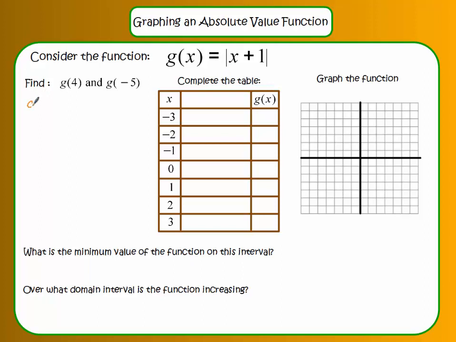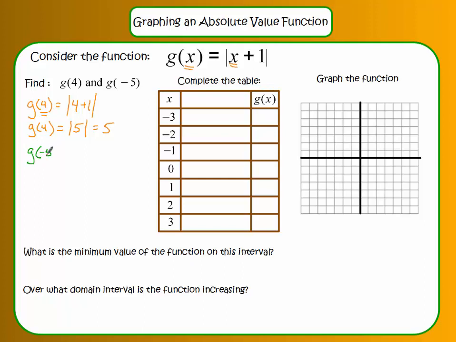Well, what does that mean? Remember, for g of 4, everywhere where I saw an x before, I'm now going to put in my 4. So I have the absolute value of 4 plus 1. So g of 4, in other words, my function evaluated at 4, equals the absolute value of 5. And the absolute value of 5, what is that asking me? That says, how far away is 5 from 0 on a number line? And the answer there is 5. It is 5 units.